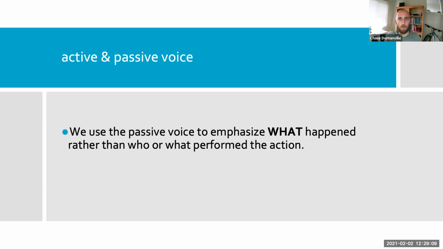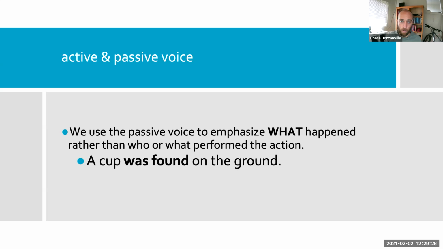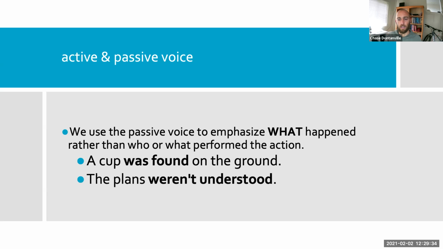Now, when do we use the passive? We use it to emphasize what happened rather than who or what performed the action. So the result of the action is more important. So a cup was found on the ground. We don't care who found it. We just want to say that a cup was found. That is what happened. The plans weren't understood. Okay, it's not important who or what, but we want to say that the plans were not understood. That's what happened.